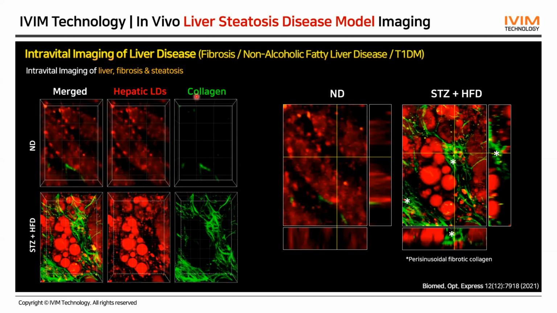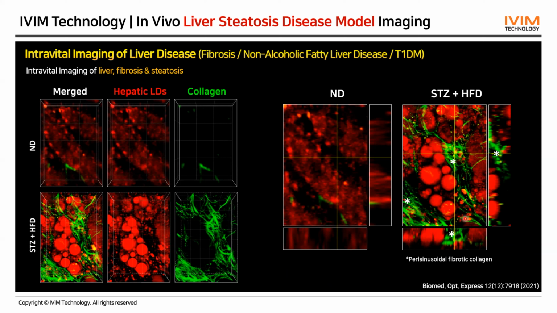Compared to the sham control model, the hepatic lipid droplets and the perisinusoidal collagen deposition were significantly observed around the hepatocytes in the liver of the steatosis animal model. And in the magnified 3D rendered data, distinctive features of the advanced NAFLD, such as accumulation of the lipid droplets and also perisinusoidal deposition of the collagen structures, were clearly identifiable.